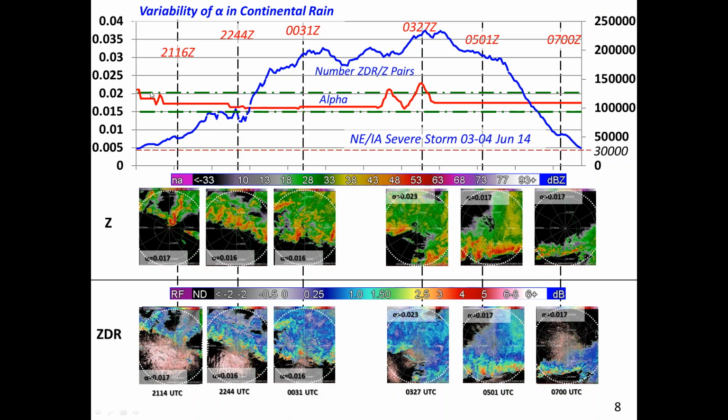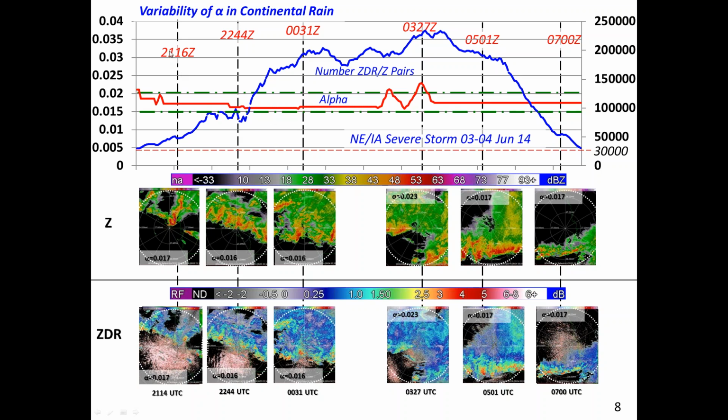So this plot you see here is the variability of alpha in a continental rain event. This is from a severe storm event in eastern Nebraska and western Iowa on the 3rd and 4th of June in 2014. On the left-hand y-axis is the value for alpha, and the red trace is the actual alpha value. On the right-hand y-axis is the number of ZDR-Z pairs that were available for each one of those half-degree volume tilts we looked at, and the blue line is the actual number of ZDR-Z pairs. And finally, the x-axis is time.